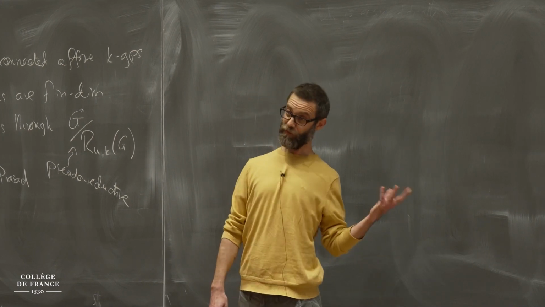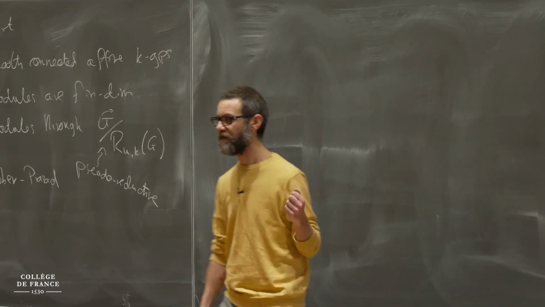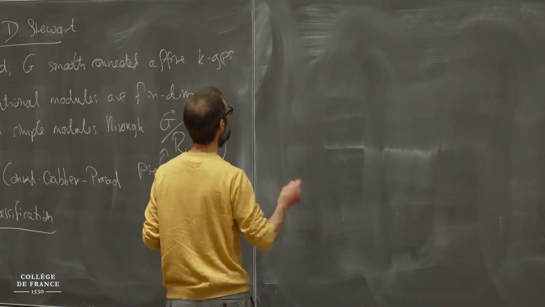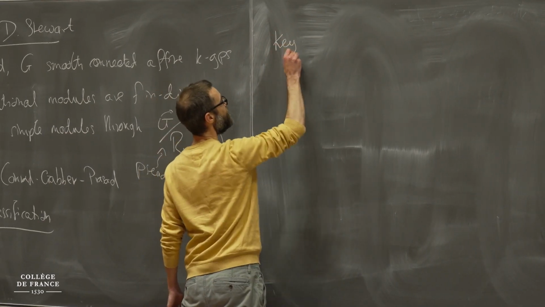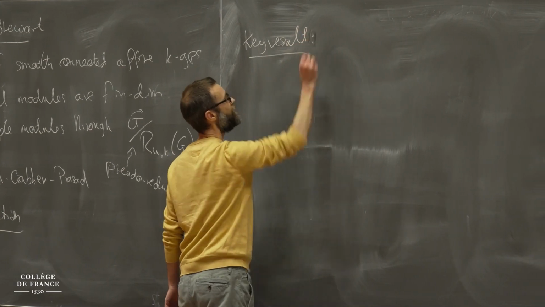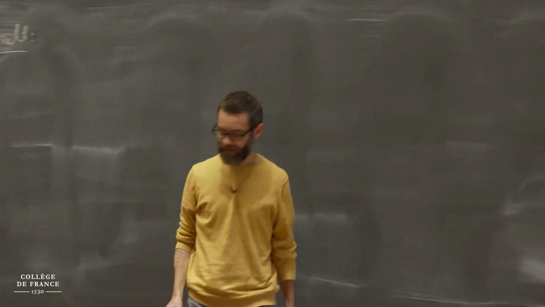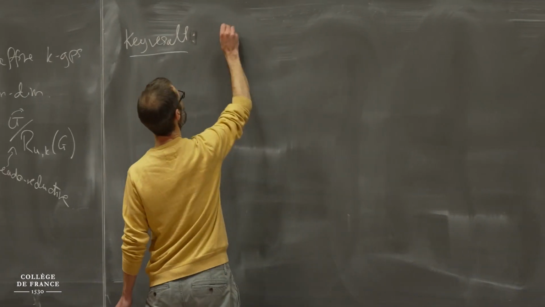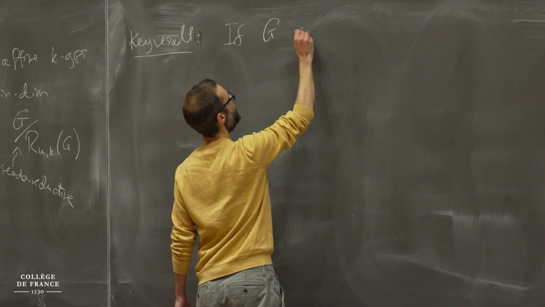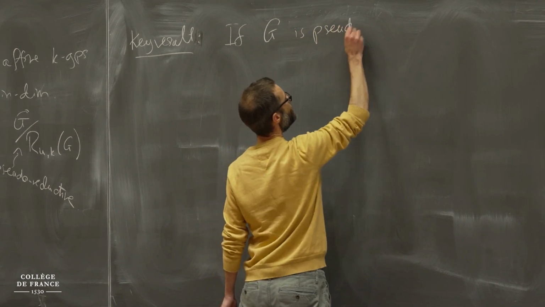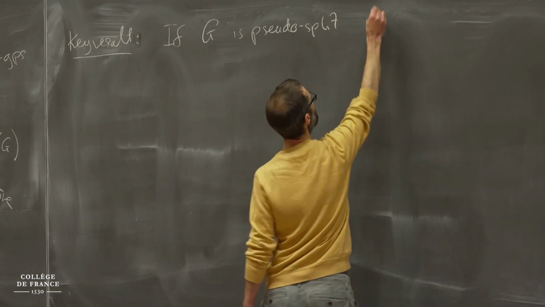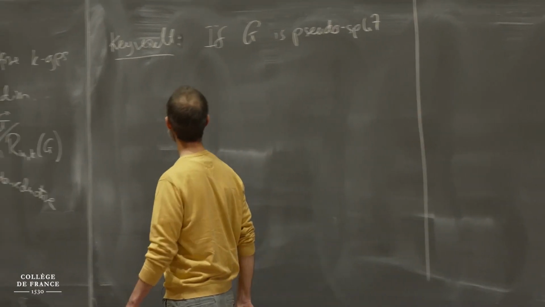I don't need the full force of this classification, in fact, so I'm not going to give you full details. I'll do a couple of examples later on, maybe, if I've got time. What I need is one of the key results that you see along the way to this classification. And it goes like this. I will define my terms in a second. So if G is so-called pseudo-split, pseudo-reductive. Let me have half of this board.